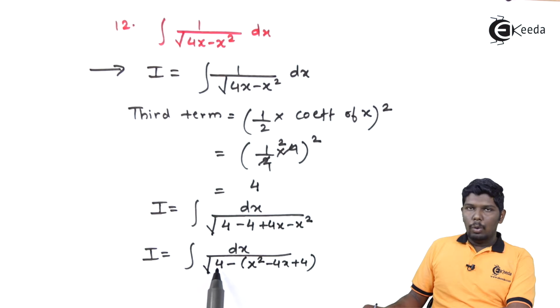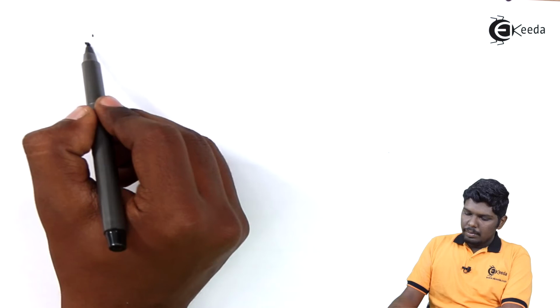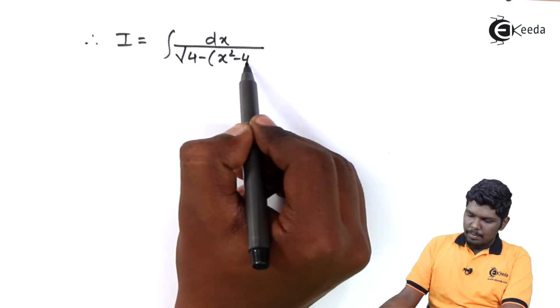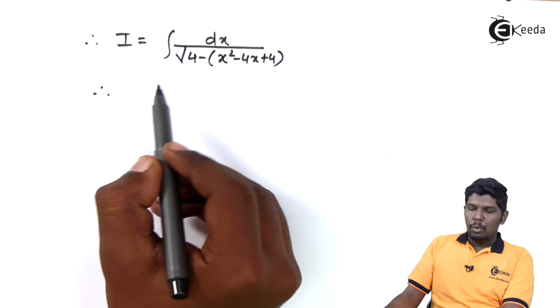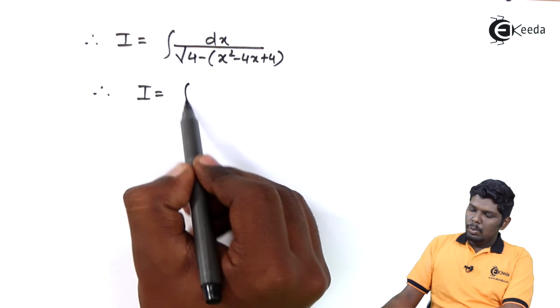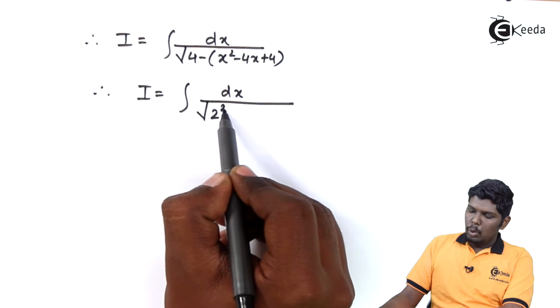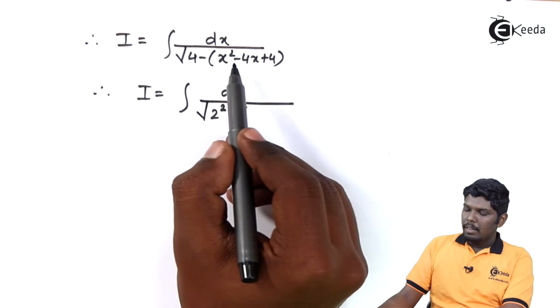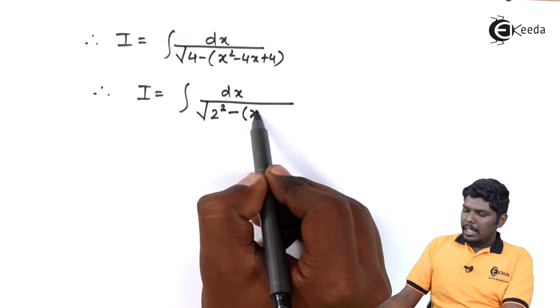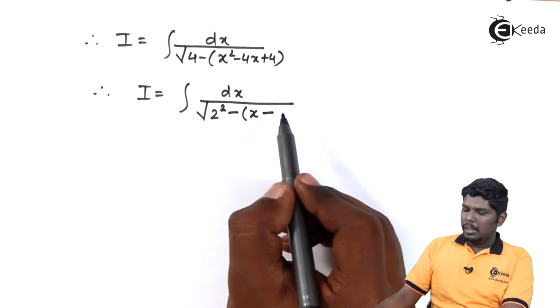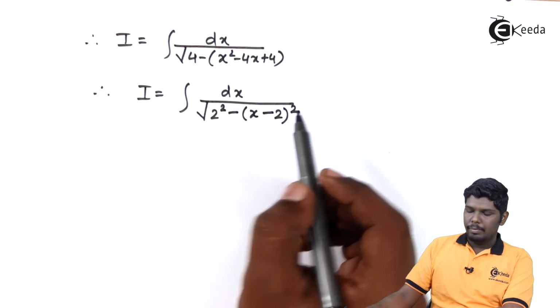Here you can write 4 as 2 square and reduce these three terms simultaneously. Therefore, I is equal to integral dx upon under root 2 square minus, square root of first term is x, sign of second term is minus, and square root of third term is 2, the whole square.